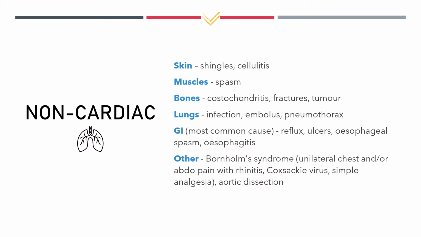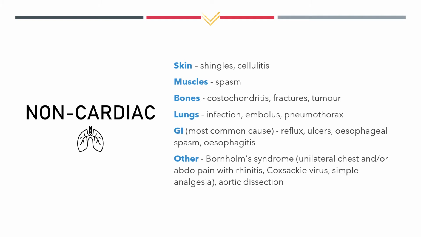So, what's your approach to chest pain of any sort? The one I would recommend is anatomical. So think about things from the outside in. So outside you've got your skin. You can have shingles and cellulitis. With shingles, you can have pain 2 to 3 days before the rash actually appears.